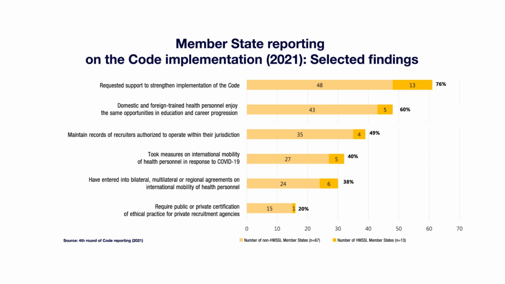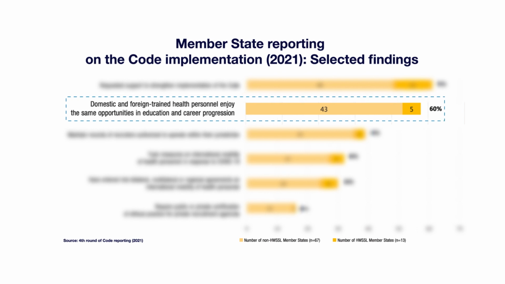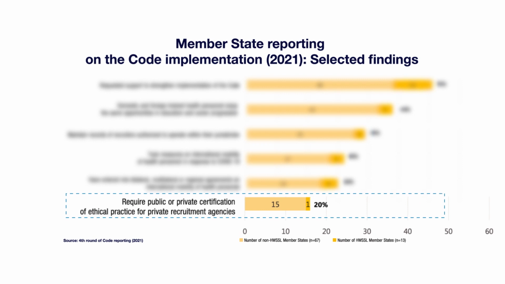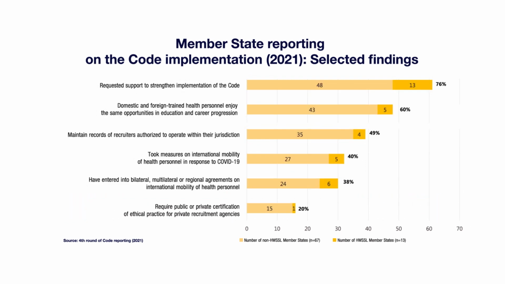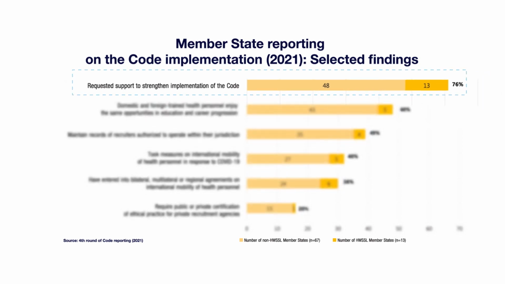the Code. While many countries have reported policies for equal opportunities for migrants and nationals in education and career progression, there has been limited progress on the regulation of private recruitment agencies with requirement for ethical certification. Notably, most countries require support to strengthen implementation of the Code.